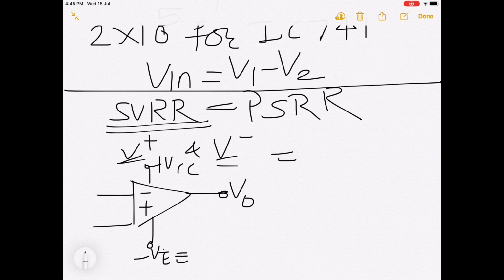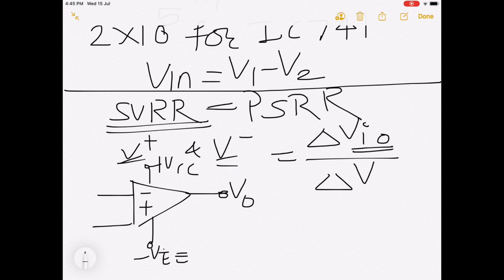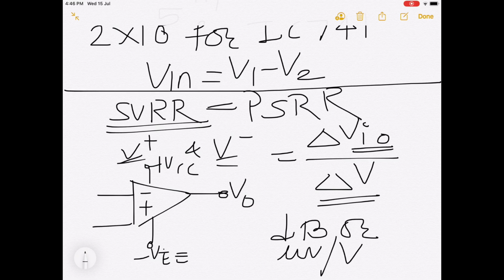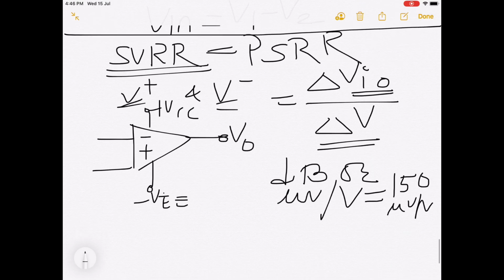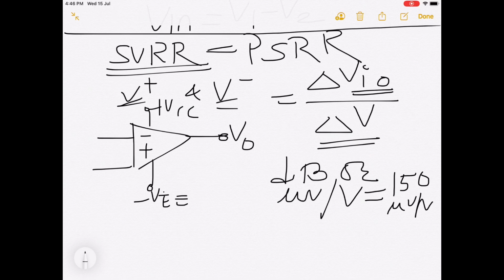It can be written as change in VIO divided by change in V. It is the change in an op-amp input offset voltage VIO caused by variation in supply voltage. It is expressed in dB or microvolts per volt, and practically its value can be up to 150 microvolts per volt. The lower the value of PSRR, the better the performance of the op-amp and regulation of supply.